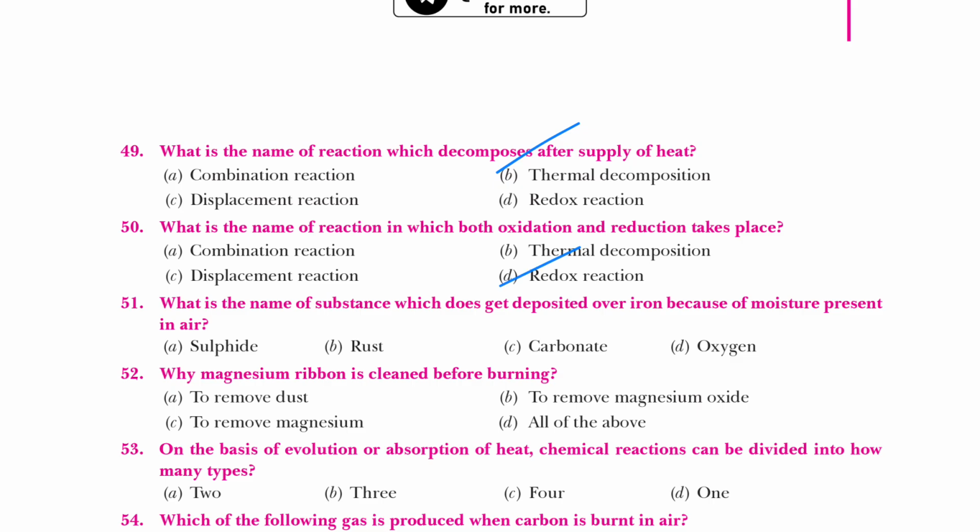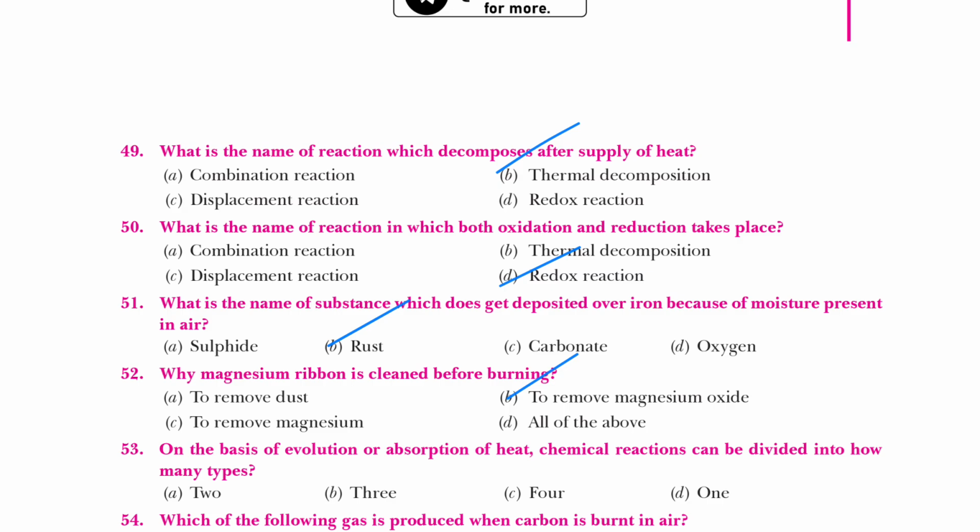What is the name of the substance which gets deposited over iron because of moisture present in air? It forms rust. Why is magnesium ribbon cleaned before burning? To remove oxides, to remove dust, to remove magnesium. Which one is correct? To remove dust, that's one. To remove magnesium oxide layers, yes. Only B1 is correct. Clear, students?